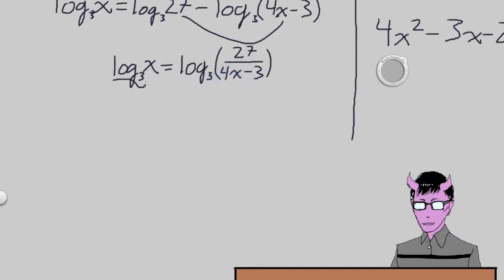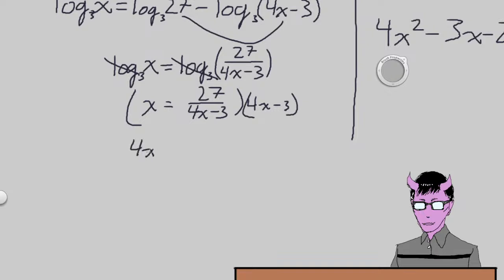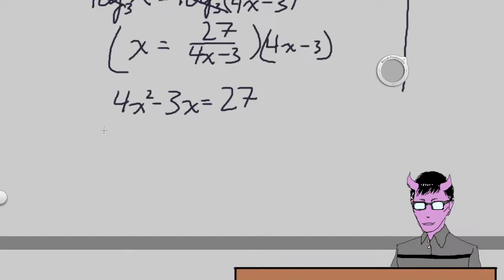Okay, now that we have log base 3 matching log base 3, we can negate that from both sides. So argument number 1 is equal to argument number 2. And of course, this is a fraction. We're going to multiply both sides by 4x minus 3, thereby getting 4x squared minus 3x is equal to 27. So, setting it up for the zero product property, we're going to subtract 27 from both sides. There it is.